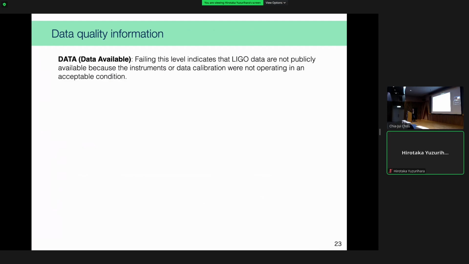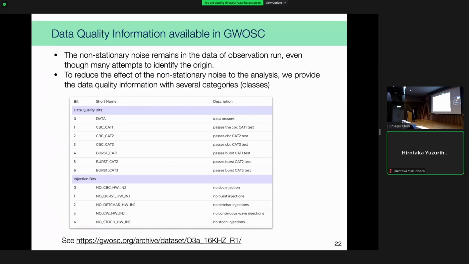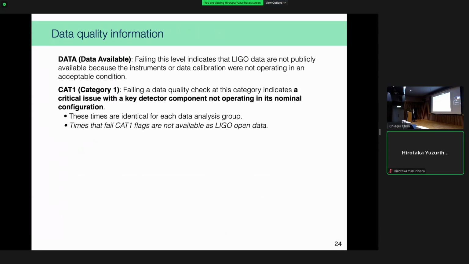As we saw in the previous list, there are two types of categories for data quality information: data quality information for CBC search, and data quality information for burst search. But for category one, it is the same for CBC and burst. And times that fail category one flags are not available as LIGO open data.